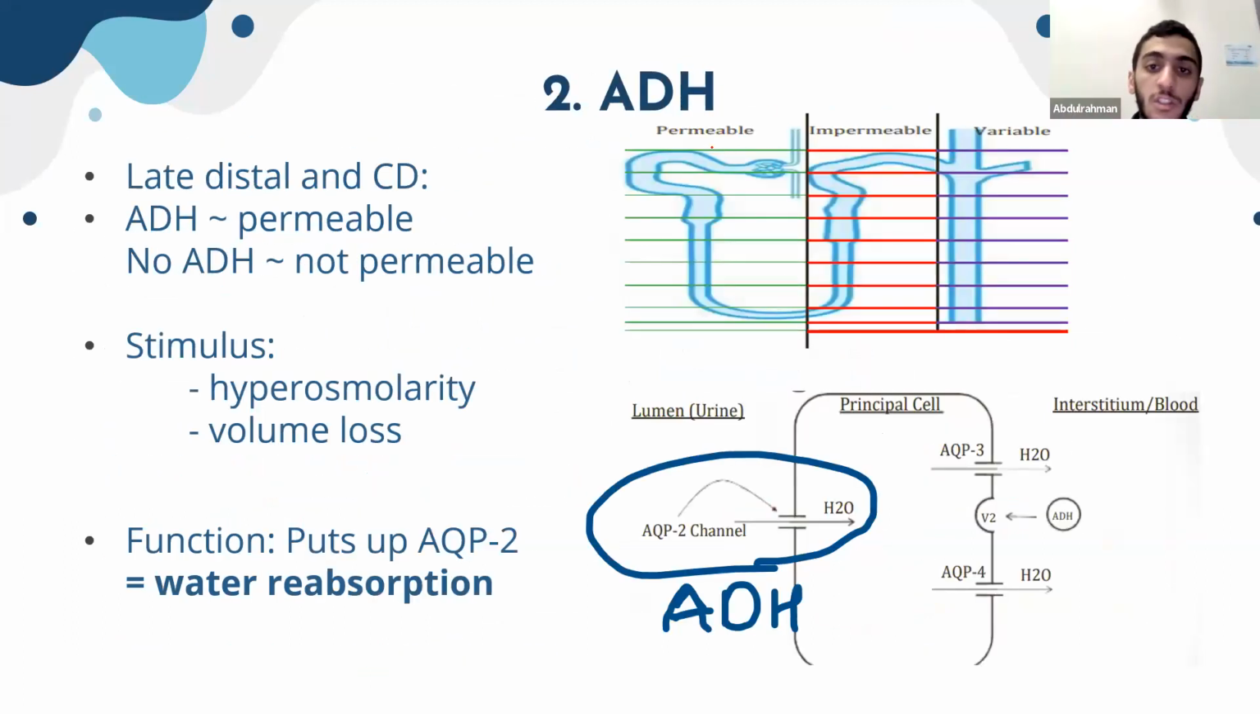ADH, as we discussed, this slide is added extra for you to show you water permeability. At the start, we said water was moving easily in the proximal tubule. That's where most of it is reabsorbed. Then the descending limb is permeable only to water. Now the ascending limb, in the early distal tubule, is permeable only to sodium chloride, while the late distal tubule and the collecting duct are variable.